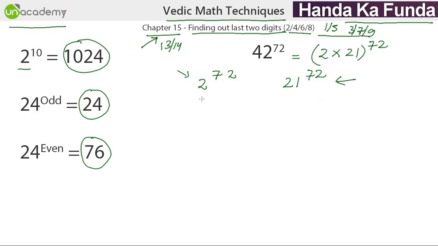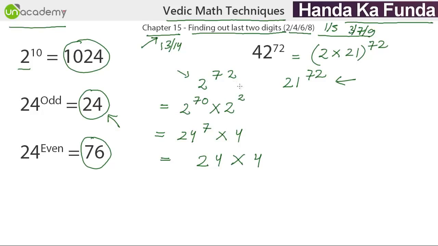So let's check. What will be the last two digits of 2 to the power of 72? This can be written as 2 to the power 70 into 2 square, which is effectively 1024 to the power 7 into 4, or 24 to the power 7 into 4. 24 to an odd power, the last two digits will be 24. So now I have 24 into 4 as the solution for the even part. What do I have for the odd part?